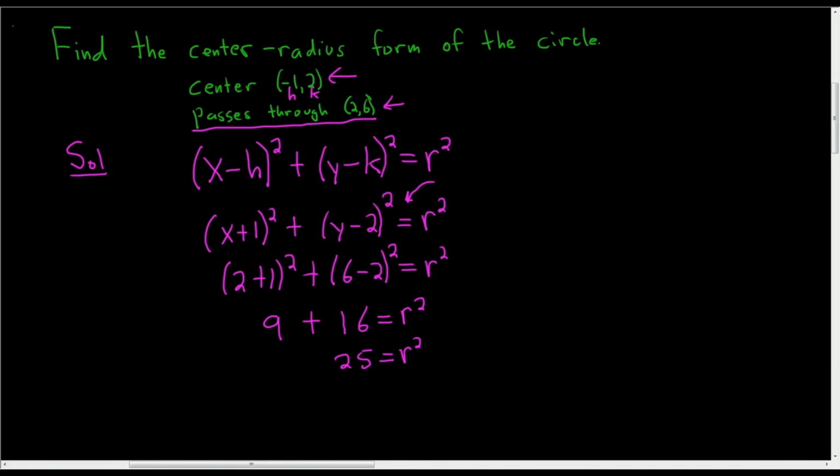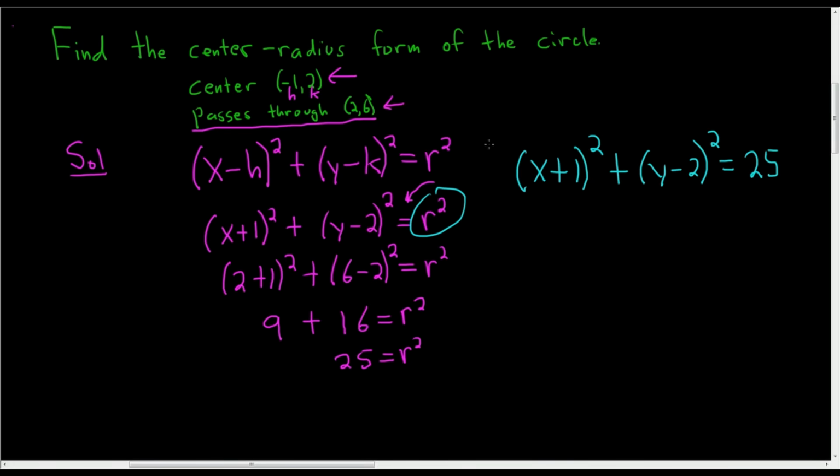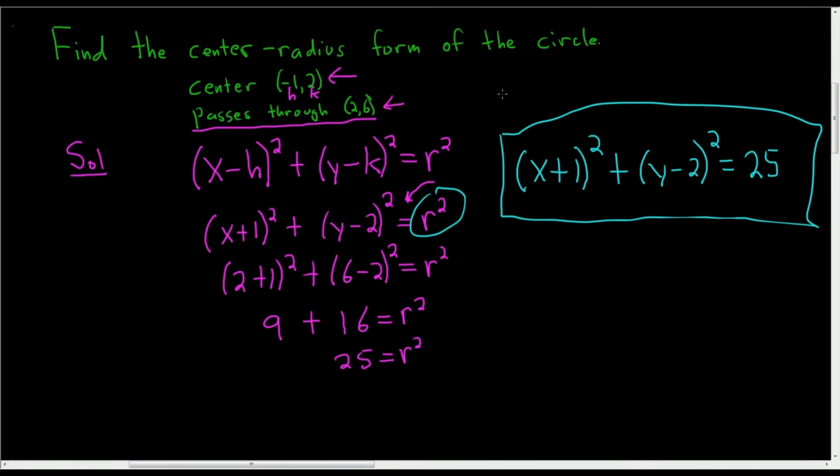To finish, we'll write the answer down. So we'll just go back and replace r squared here. So we have (x plus 1) squared plus (y minus 2) squared, and this is equal to 25. So that's the center-radius form of the circle.